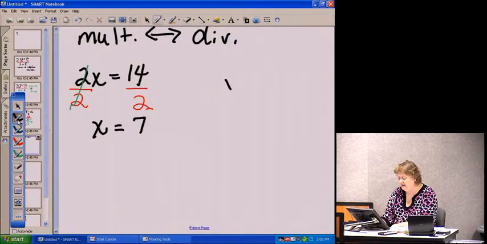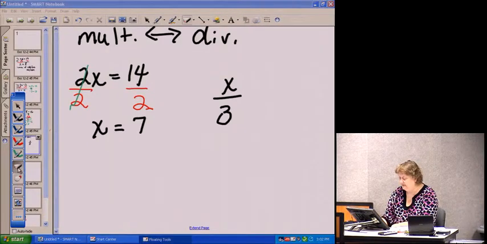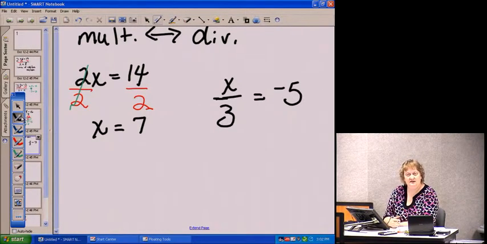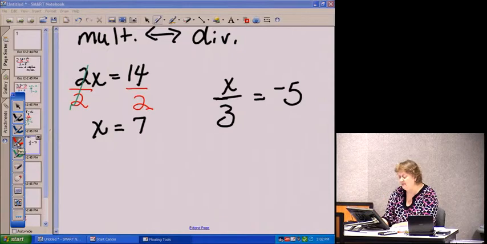If we're given a division problem, well, let's erase that 3. That didn't look very good. A common way to write that is x over 3 equals negative 5. And because multiplication and division are undoing each other, where in the first example we divided, in this example we're going to multiply. So I'm going to multiply both sides by 3.